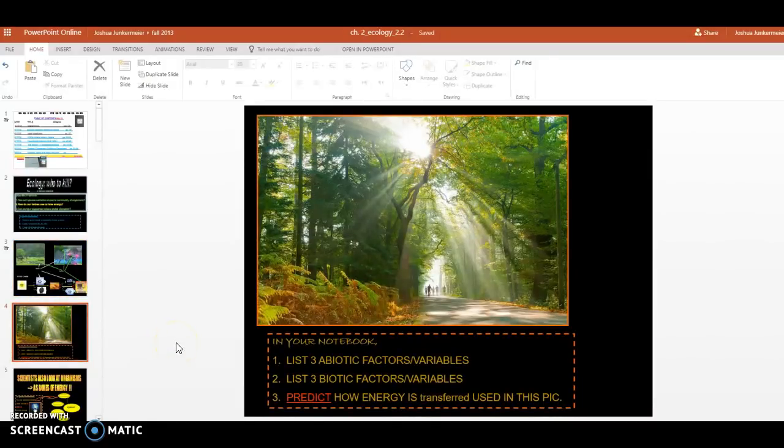So in your notebook, you should write slide 4. And you should, of course, now think about these 3 tasks in your notebook. So in your notebook, you write slide 4, and then you number 1, 2, 3. And you spend a lot of time examining this photo.